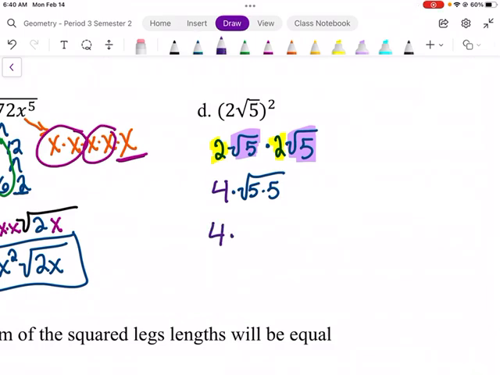So we still have that 4 up front, and we already have a group of 2 for the 5s. So we can pull that out, and we would have just 5. So our simplified answer would be 4 times 5, which is 20.